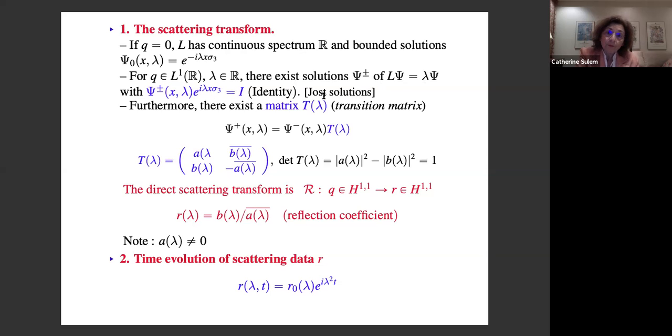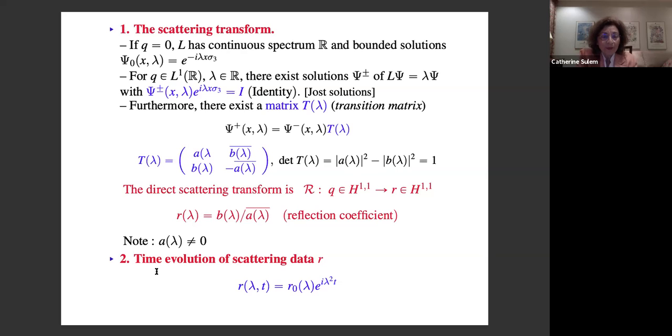and these two solutions, as x goes to plus and minus infinity, oops, I should have said, something is missing, and they are called the Jost solutions. So it's possible to show that these two solutions that behave in this way as x goes to plus or minus infinity are related by a transition matrix that has a determinant equal to 1. And in this case, this is a simple case where the direct transform, the scattering transform, associates to Q, the potential, the solution of NLS, this function R, which is called the reflection coefficient, which is the ratio of B over A. And it's important to see here that this relation shows that A never vanishes.